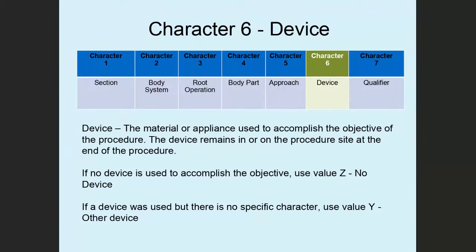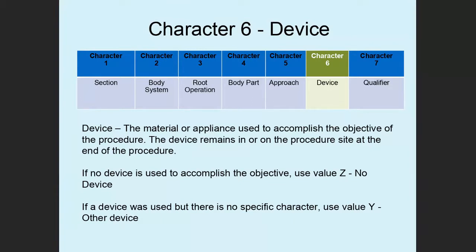Character 6 in an ICD-10-PCS code indicates the device used. A device is defined as a material or appliance used to accomplish the objective of the procedure. The device remains in or on the procedure site at the end of the procedure. Now, there are some exceptions to this, which I discuss at the end of this video when I talk about guidelines. If no device is used to accomplish the objective, use value Z, no device. If a device was used but there's no specific character for it, use value Y, other device.